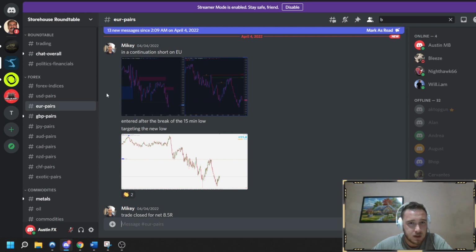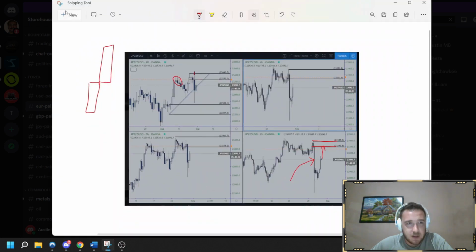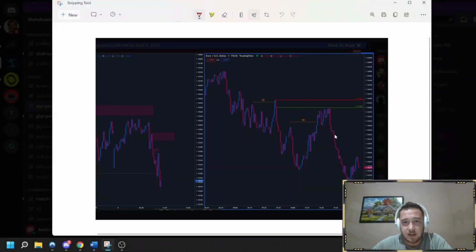Euro pound. This is one from Mikey. Euro dollar 1 minute. So he took a trade on a 1 minute time frame. But hey, look again. Look at this very strong imbalance here. Very, very strong move to the downside. About 4 candlesticks, and it made a 5, 6, 7 to 1 move. That's what we want to be trading.